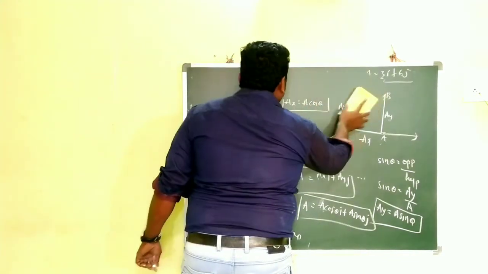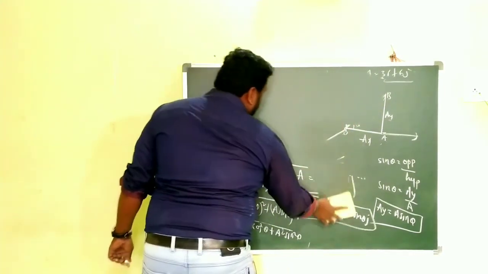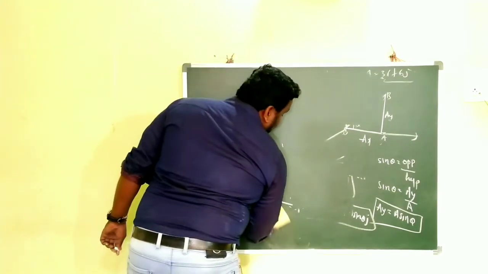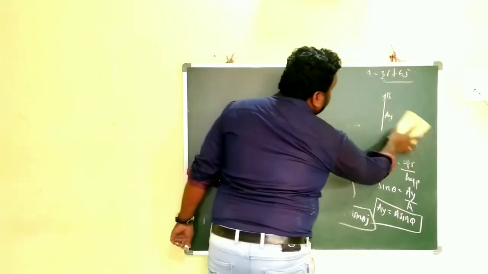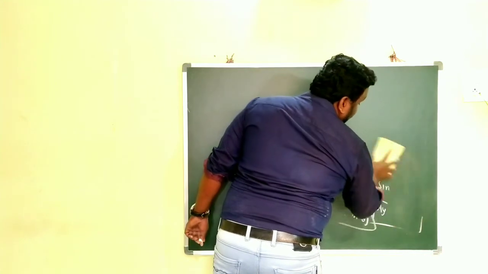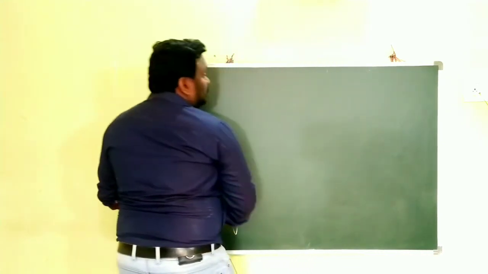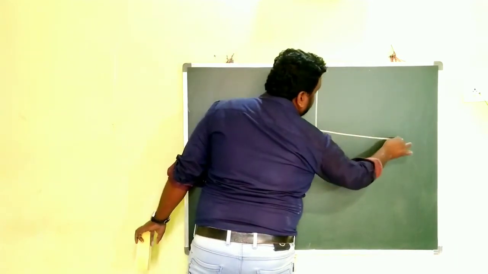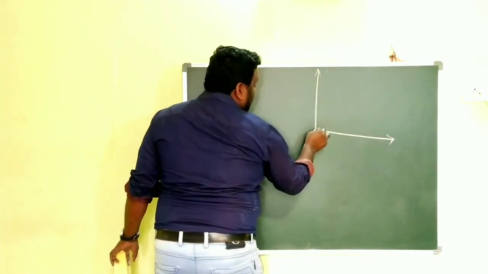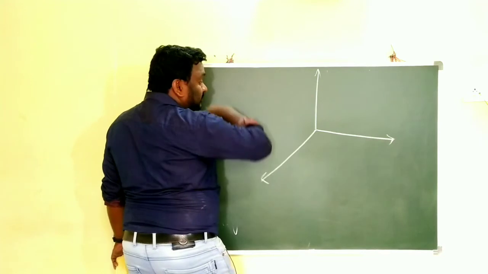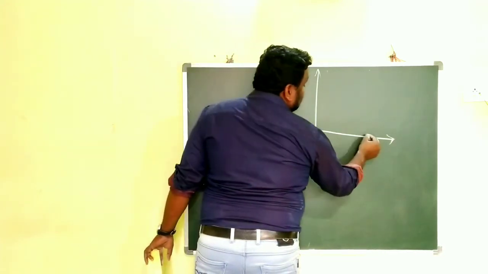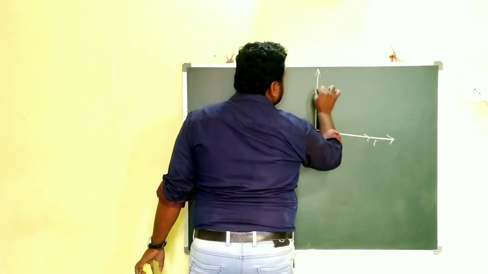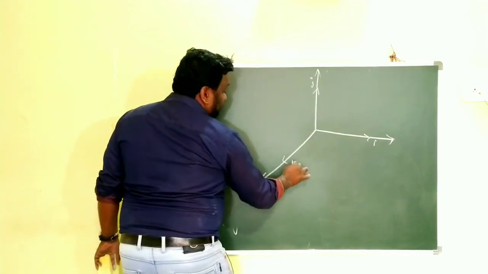Okay children, now you want to know about two things here. What is a position vector, and what is a null vector? This is a 4 marks question, children. What is a position vector? So this is the x-axis, this is i and j, and this is k.